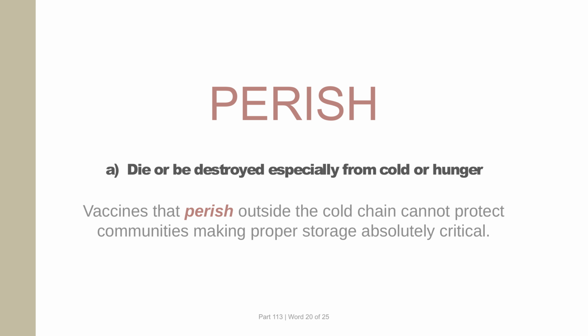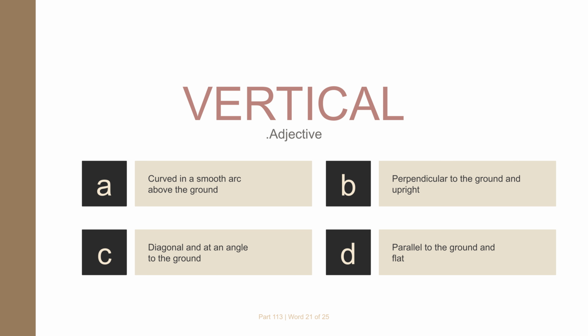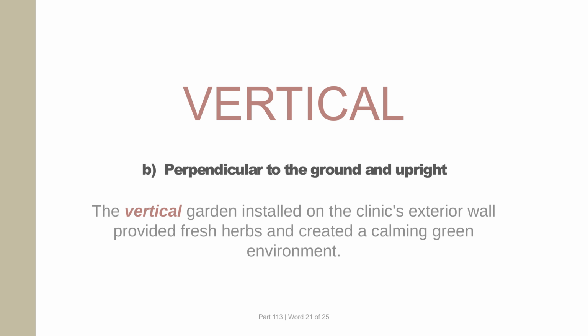Question 21. What is the meaning of vertical? Option A. Curved in a smooth arc above the ground. Option B. Perpendicular to the ground and upright. Option C. Diagonal and at an angle to the ground. Option D. Parallel to the ground and flat. Correct answer, option B. The correct meaning of vertical is perpendicular to the ground and upright. Example: the vertical garden installed on the clinic's exterior wall provided fresh herbs, and created a calming green environment.